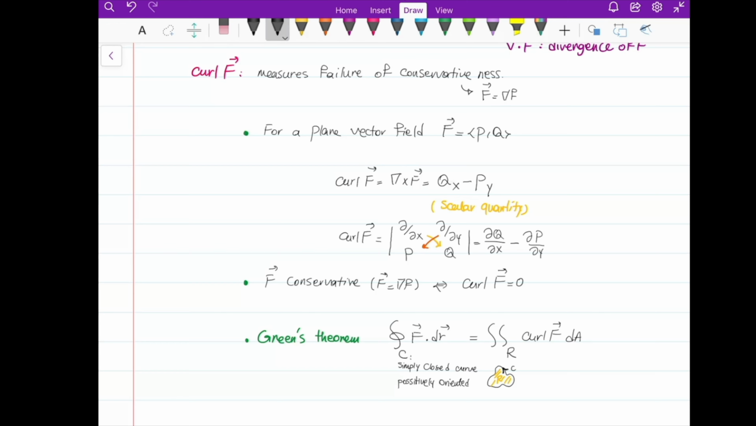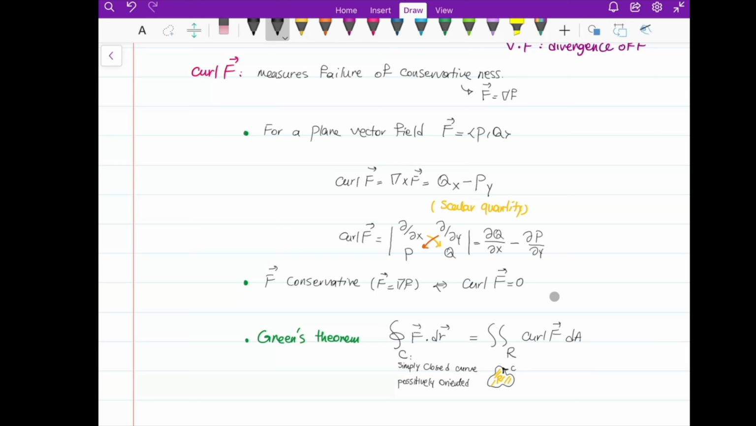As you see, Green's theorem says that the line integral of F over a closed curve C is equal to the double integral of the curl of F. Curl, as we talked about, is a scalar quantity. It's a function, not a vector. Its definition is Q with respect to x minus P with respect to y.